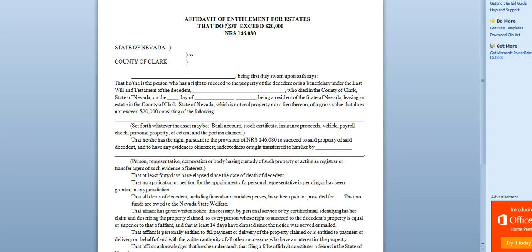Now for DMV, they have a form on their own format and stationery that deals with vehicles, but it does the same thing. You can go down to DMV and fill out their form. If a person died with less than $20,000 altogether, and it's only personal property, you can collect the car title, take the car title down and change it using this form. So that's how you use an affidavit for an estate that does not exceed $20,000.